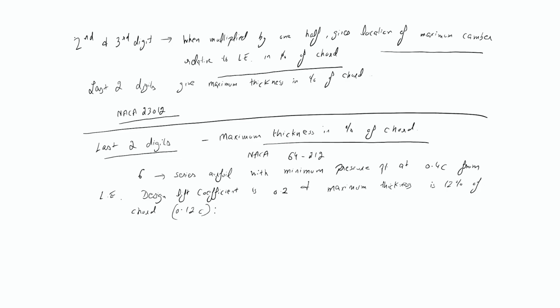Alright. So now if you have 4-digit series, 5-digit series and 6-digit series airfoil, you can easily identify this nomenclature, what exactly it is actually meaning. So the first digit for the 6 digit is 6 series airfoil and the second is at the minimum pressure at 0.4 C from the leading edge. The design lift coefficient is 0.2 and the maximum thickness is 12% of chord.